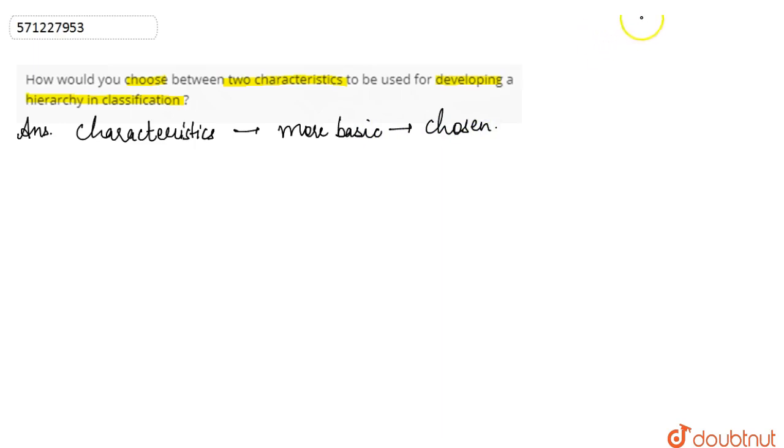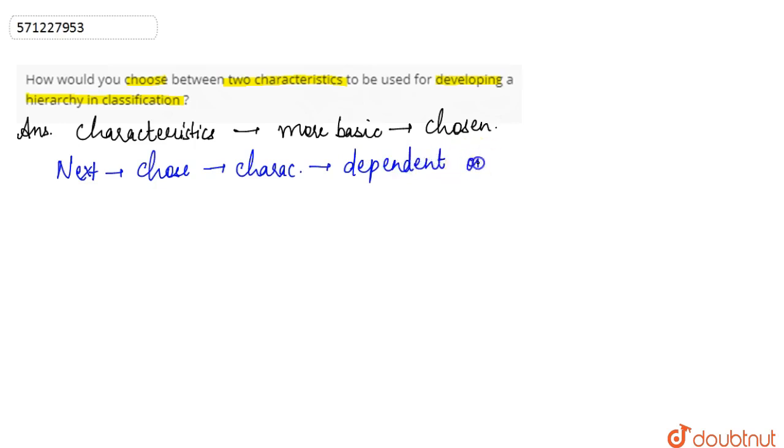Basically we will choose that characteristic which is more basic. The more basic one should be chosen or considered first. After this, next we will choose that characteristic which is dependent on the previous one.